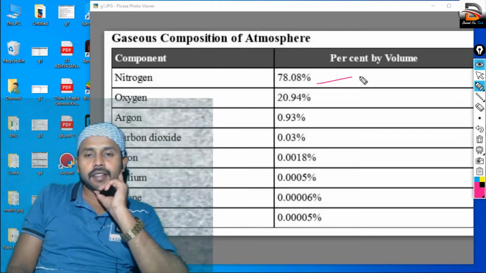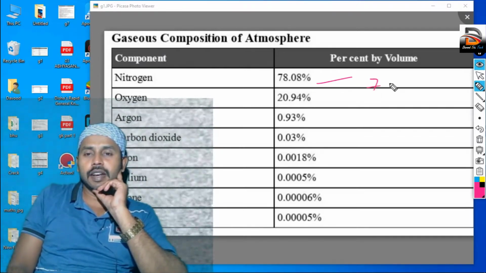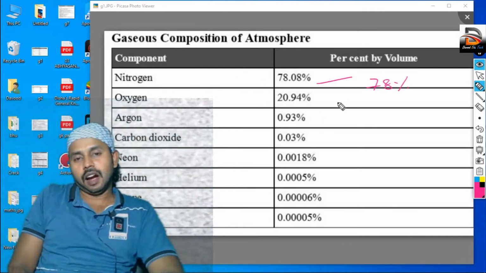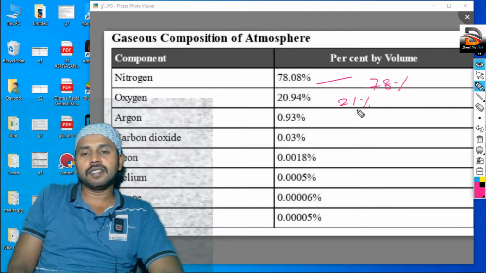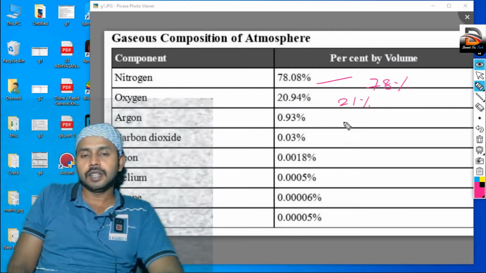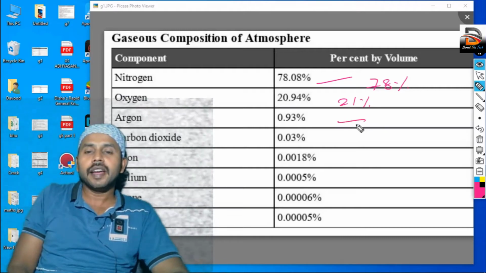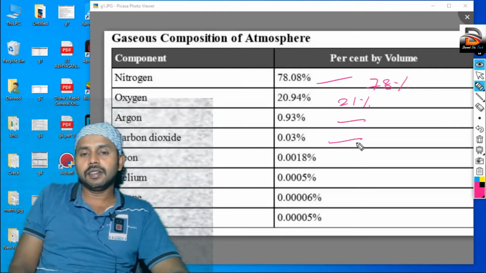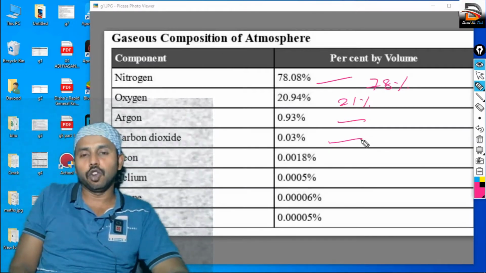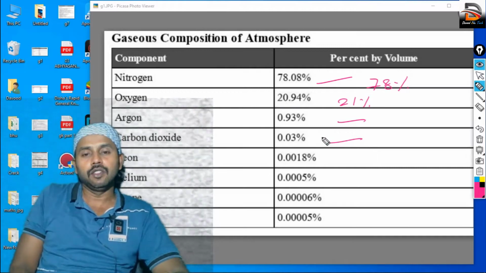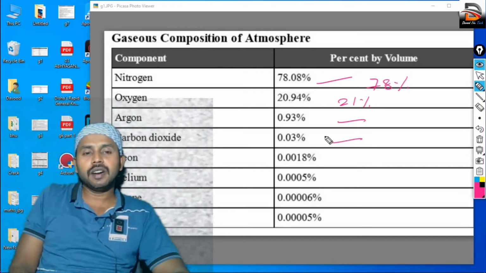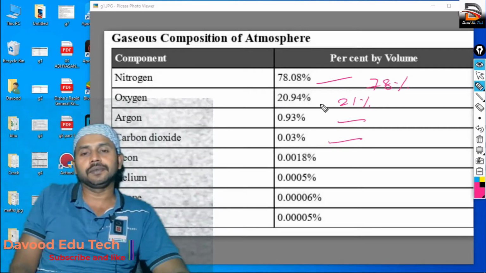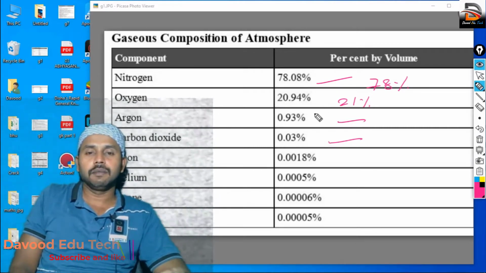Nearly 78%, that means 78% of the gas is nitrogen only. Next, oxygen nearly 21% occupies the air. Next, argon nearly 0.93%, carbon dioxide 0.03%. It is a small quantity, but it is harmless to humans. If carbon dioxide is increased, then the oxygen level will be decreased. That means we can't use oxygen perfectly.